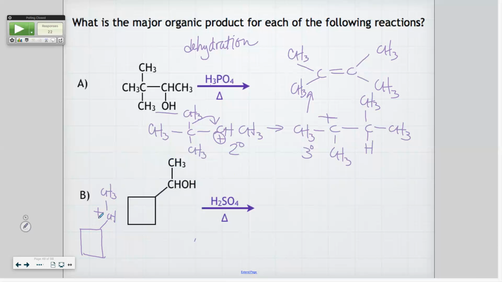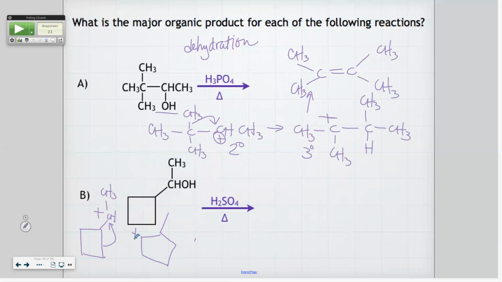Okay, so what I'm going to do is move the ring. The whole ring bond is going to move. Why would it do that? What can you tell me about this ring? It's how many carbons? 4. And when this moves, we now have a 5-membered ring, which is more stable. 6 is the most stable, 5 is second.